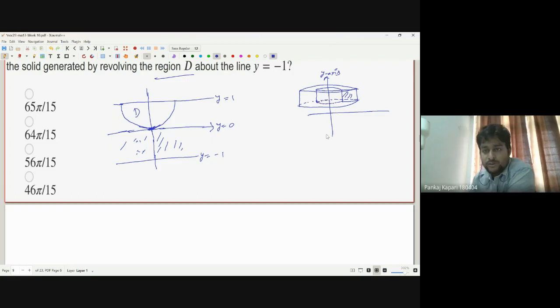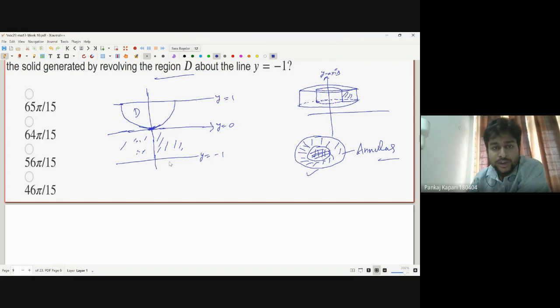If you see it from the top, it will look like this. So here you have a hole. That's why if you take slices, you will get this kind of disc with holes. These are called annulus. And now we have to find the area of these slices.